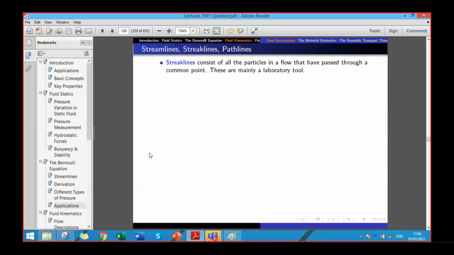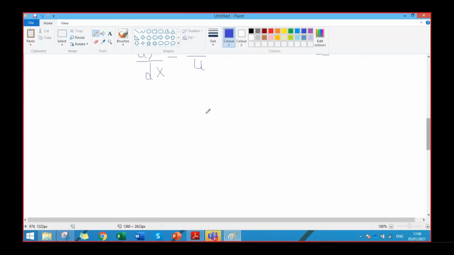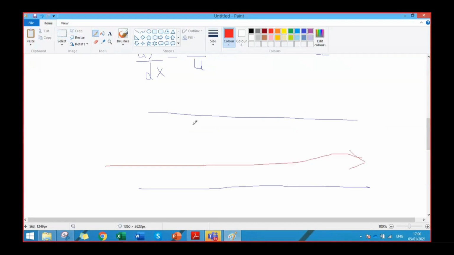What you do is you take a camera. This is a camera. And there are different particles. Let's say there will be one particle on this line. And whenever a particle passes this camera, you take a snap, you take a picture. And then you combine all those pictures. The resulting lines will be your streak lines. Clear?